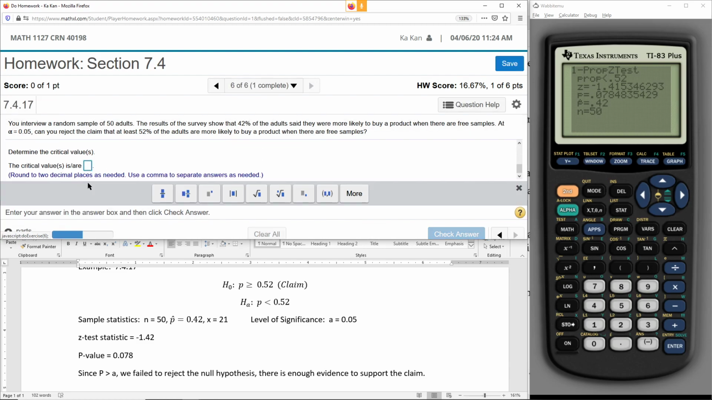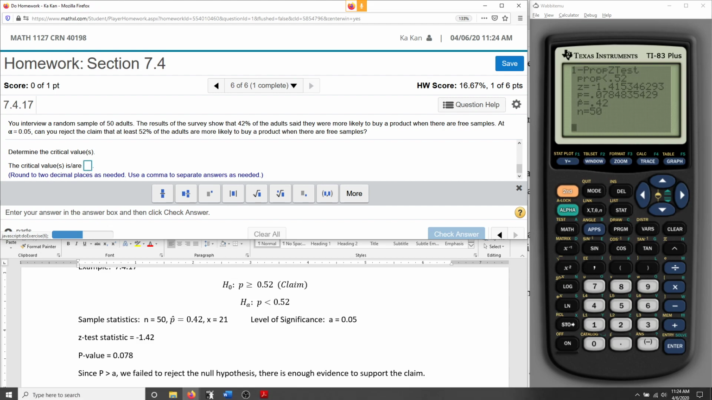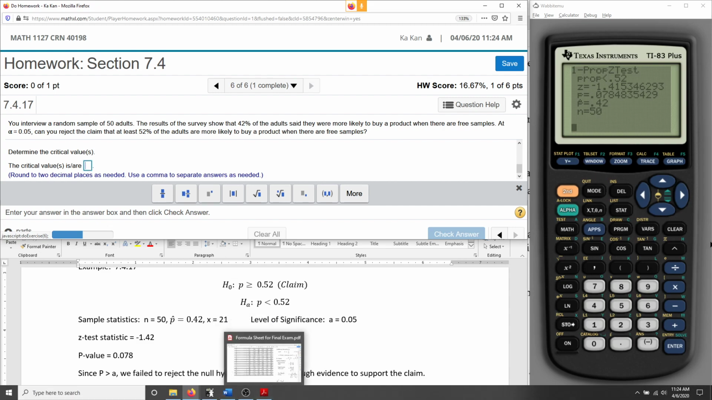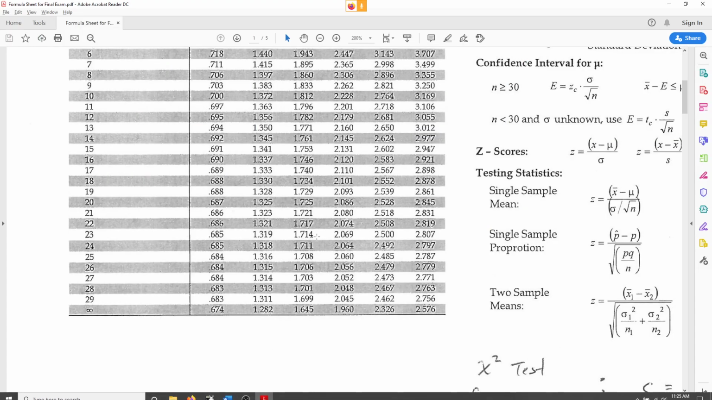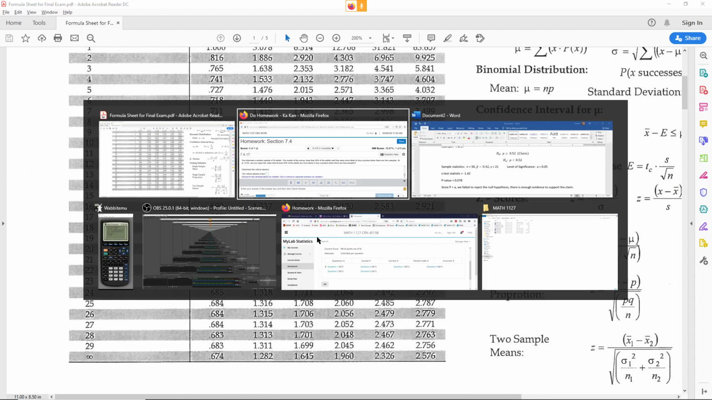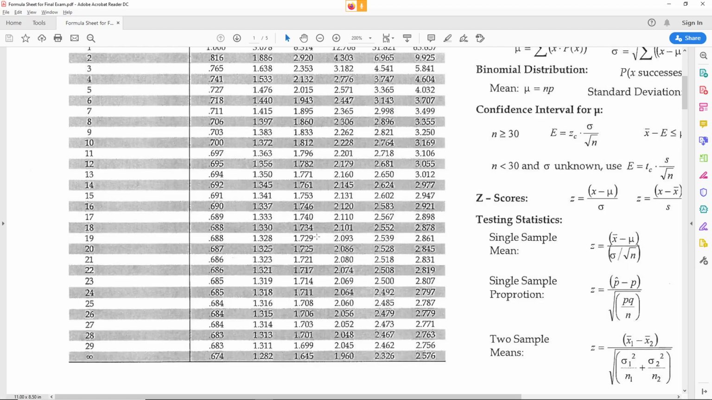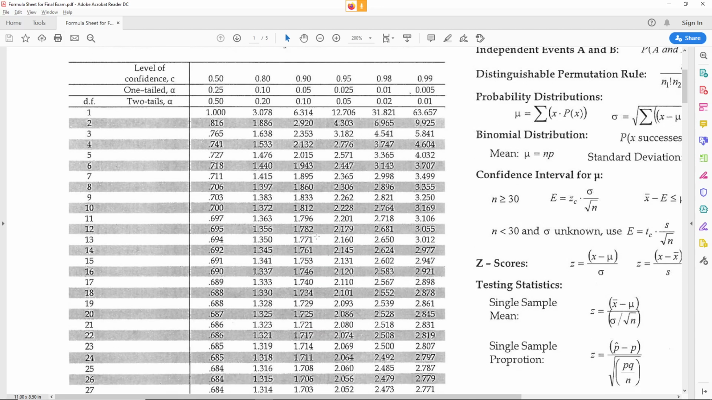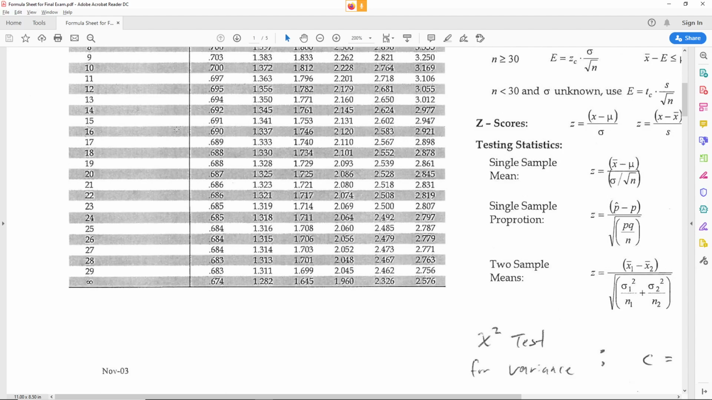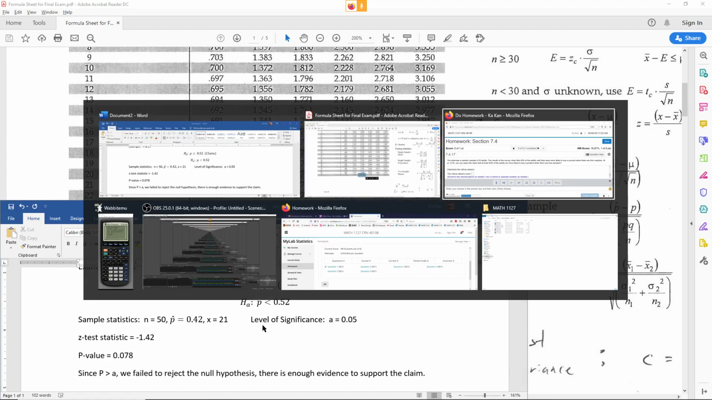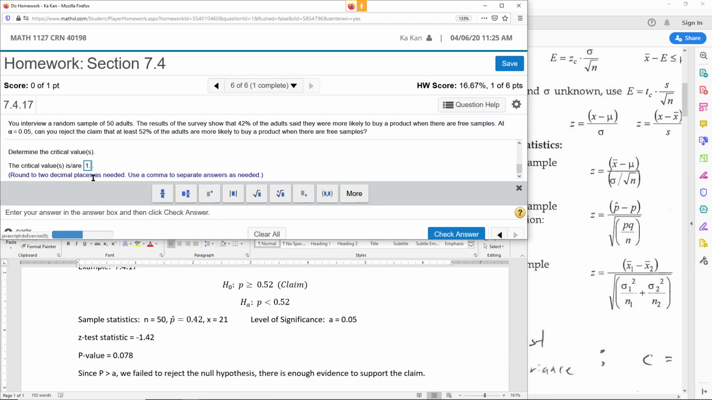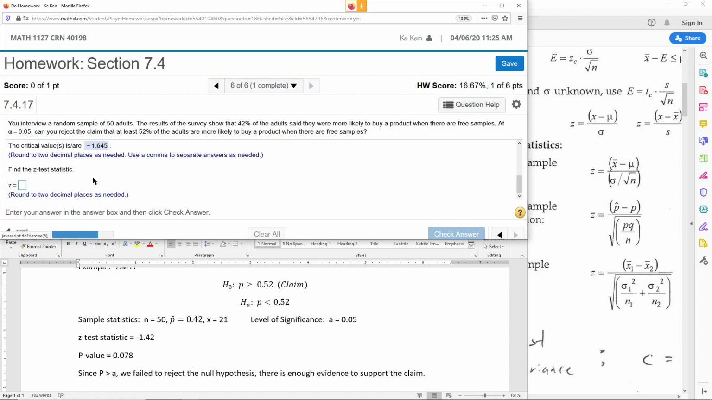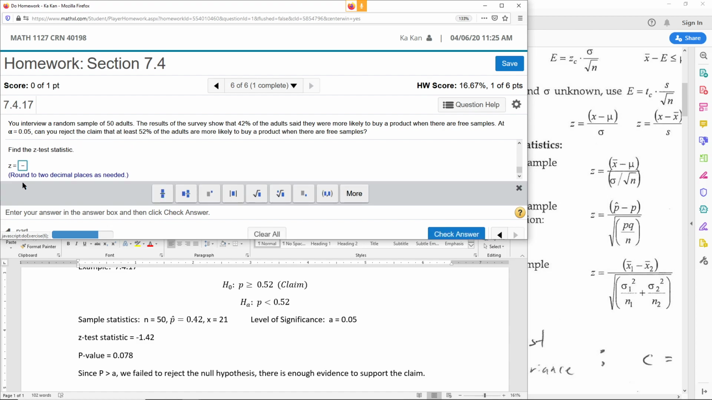The critical value. So again, I know this is annoying, but we've got a calculator that can do the work for us. So let's go to this range. The level of significance is 0.05. So it'll be the same, 1.645 right here. And this is a left tail test, right? So it's a negative. And what's the test statistic? It's negative 1.42.